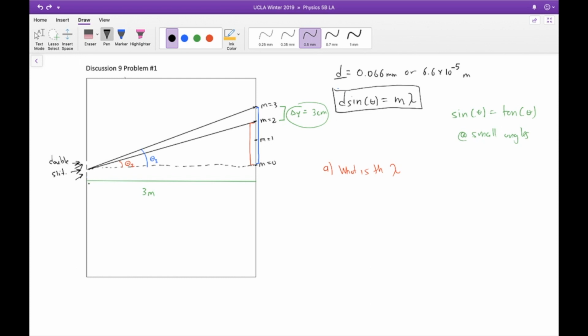You're also given the fact that the screen where all these bright spots are is 3 meters away from where the light entered. Okay, cool. So a lot of you had the first instinct, I guess, to try to use tangent of theta, with this being the opposite and this being the adjacent, and then finding some sort of value there.